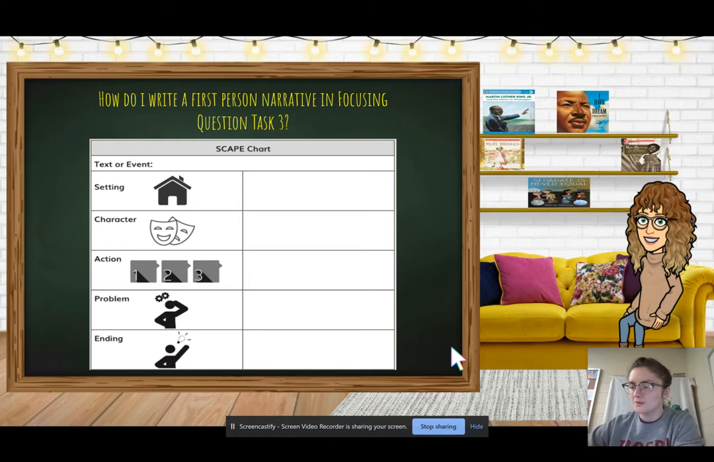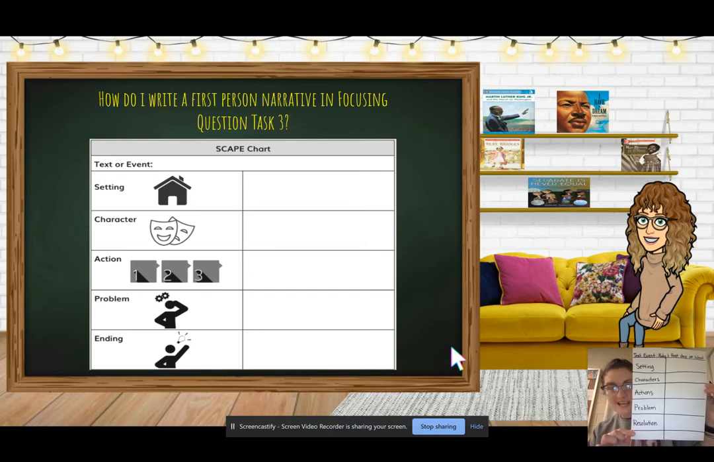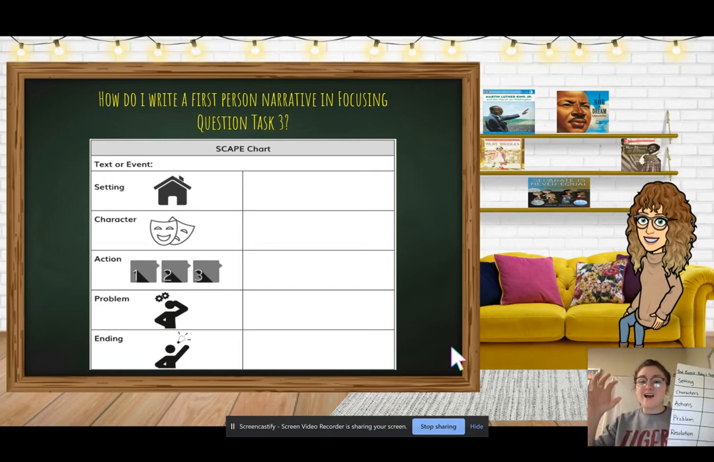So, Ruby's first day at school. So it's her first day at school. This is the day that she is walking to school. I am going to give you guys a second to make your scape chart. Remember, a scape chart is going to help us organize these story elements to write a narrative.